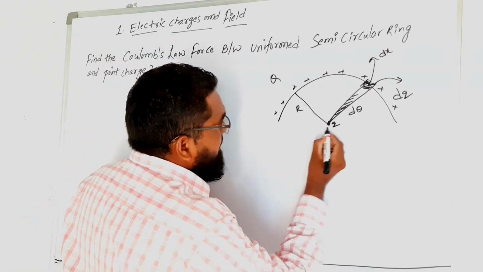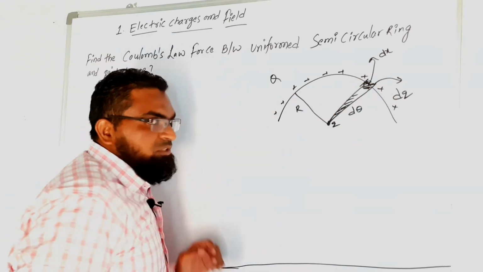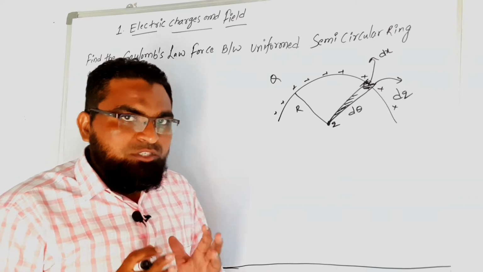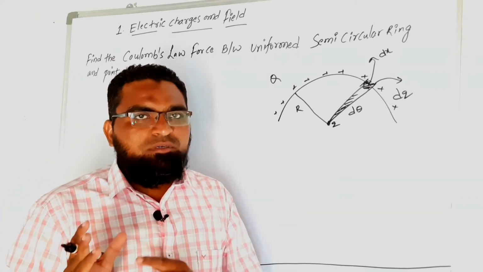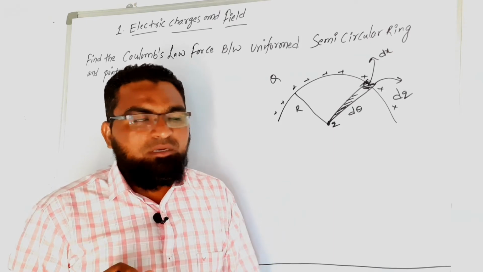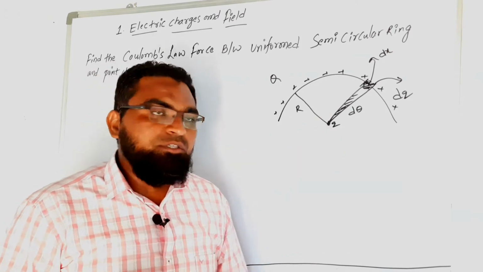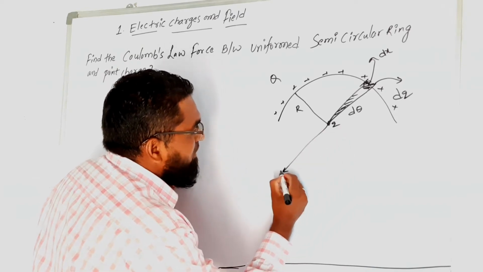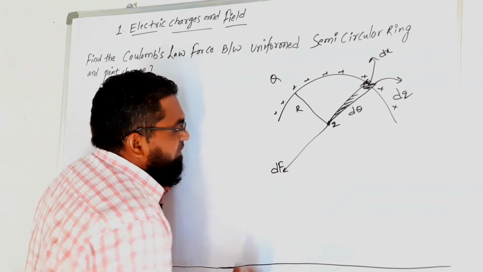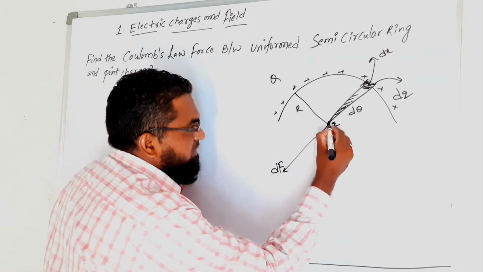And next, Coulomb's law of forces. Whenever two charges are positive, they repel each other. Whenever one is positive and one is negative, they attract each other. But here both charges are positive, so repulsion force is acting. Here the small part of the force is df. Very important thing, students, listen carefully.